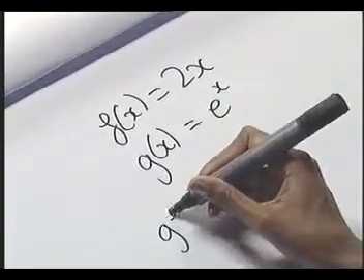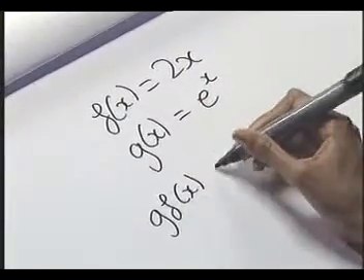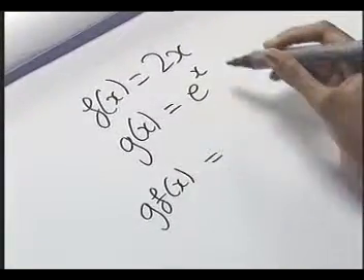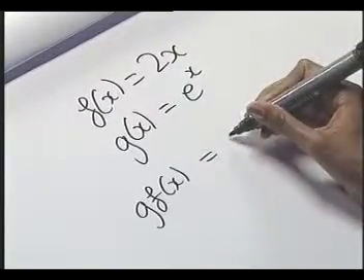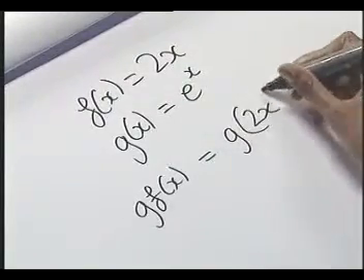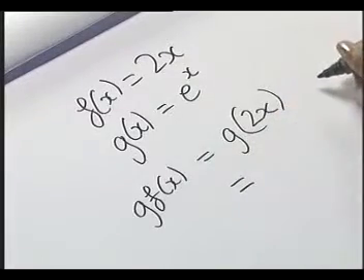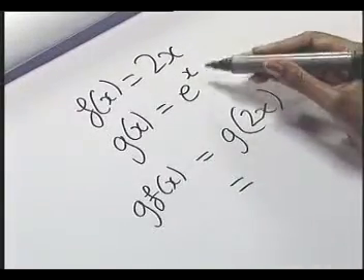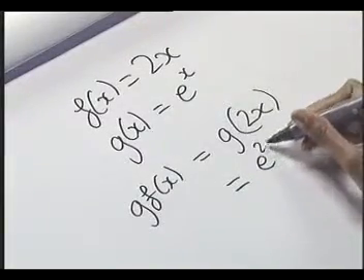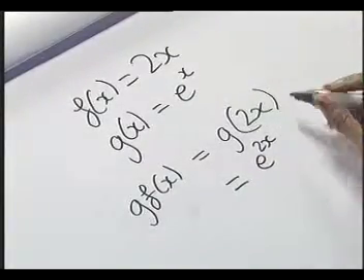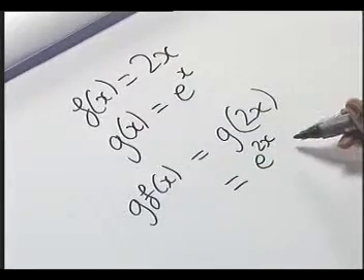Now, to get g f of x, again, we write down what f of x is. That was 2x. And then we apply g to the whole of that. Now, g of x is e to the x, so g of 2x is e to the 2x. So again, we have here g f of x is e to the 2x.